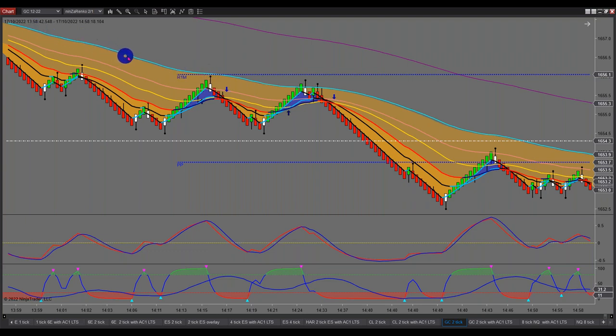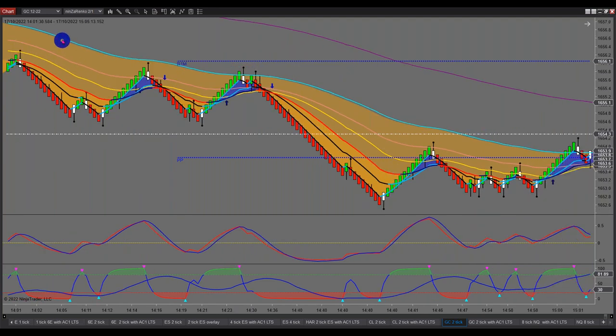I want you to notice here the trend. How do we identify the trend with any market? We look at our EMAs, what's the trend direction of our EMAs? See this orange background? That's called the cloud. All that is just the colored in area between the moving averages. That's all that is.